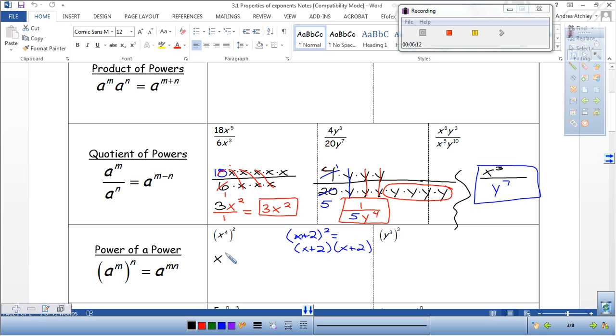So I'm going to get x to the 4th times x to the 4th. And how many x's do I have then? 8. So I have x to the 8th. Now you just add those exponents. 4 and 4 is 8.